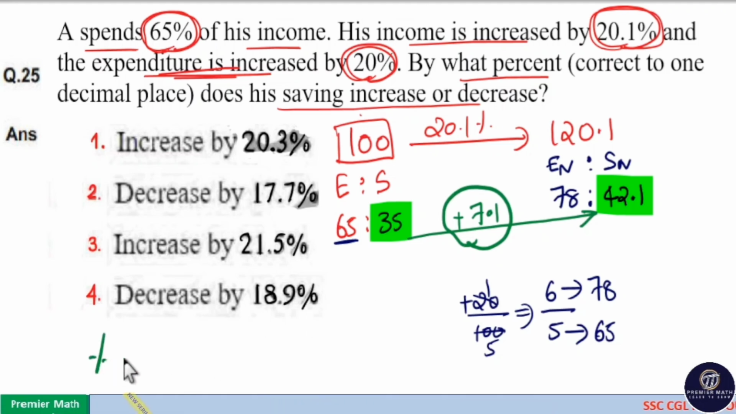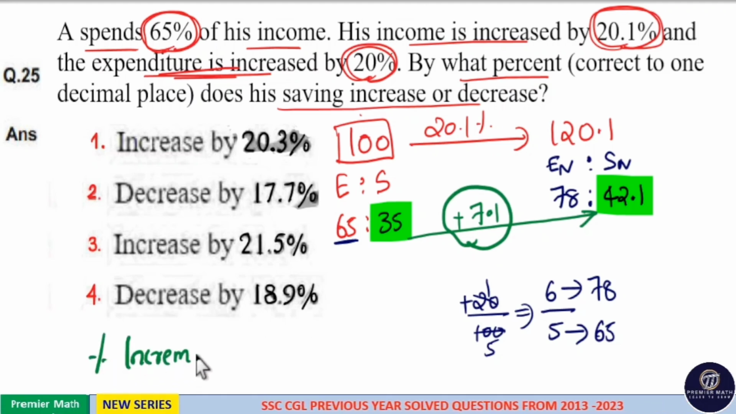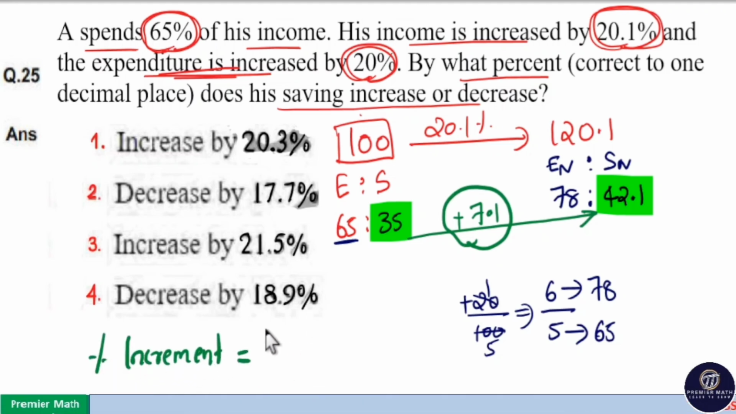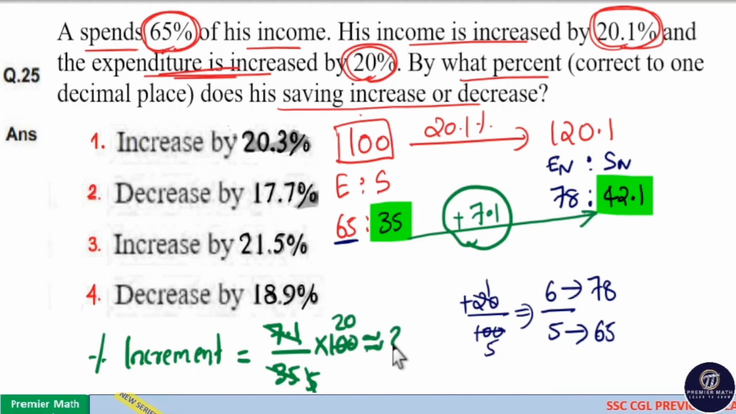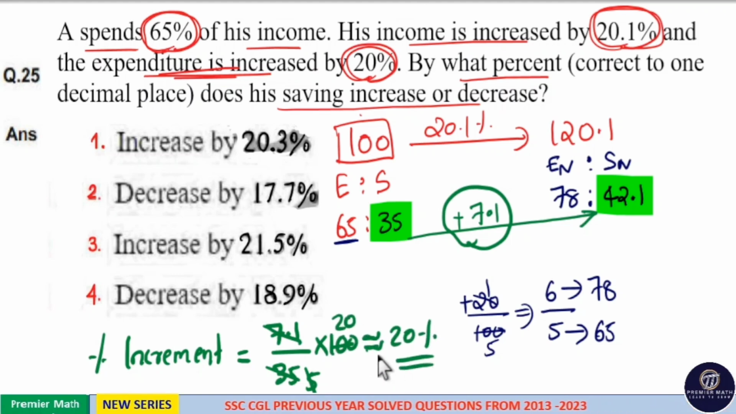So, percentage increment is equal to 7.1 increment generated from this 35 rupees. So, 7.1 by 35 into 100. Consider this as 7. 7 goes 5 times in 35. 5 goes 20 times in 100. So, this is around 20%. So, option 1 is your answer.